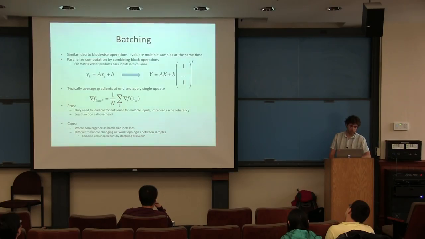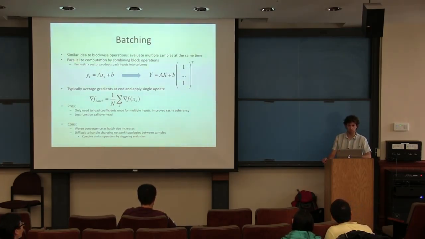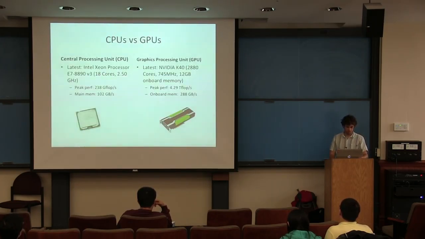Another issue with this, particularly in natural language processing, is that depending on the sample, the topology or the architecture of your network can change. So how you apply the batching isn't immediately obvious, because for certain hidden units, you might not have the same number of samples to evaluate the activities for, because you might have a different parse tree, or your sentence might be a different length, for example. So batching is a great thing, but it can be difficult to implement depending on your model. It's something you have to look into.